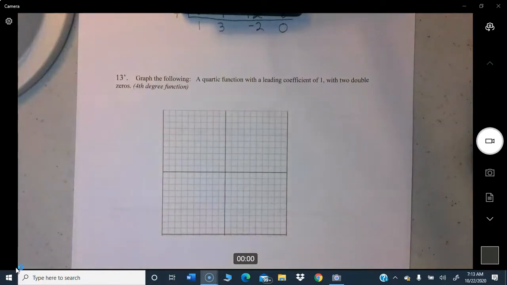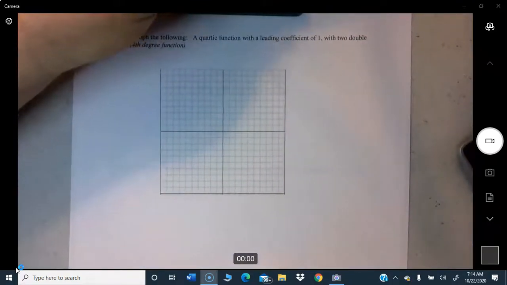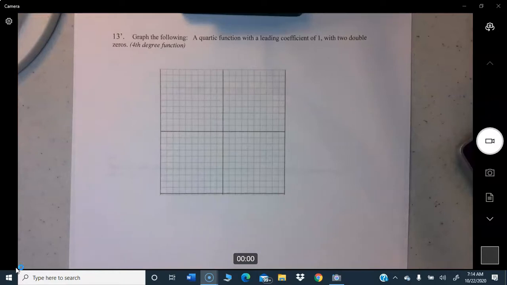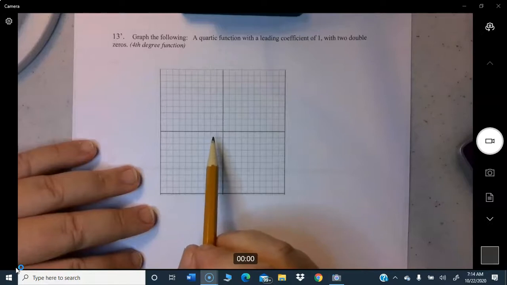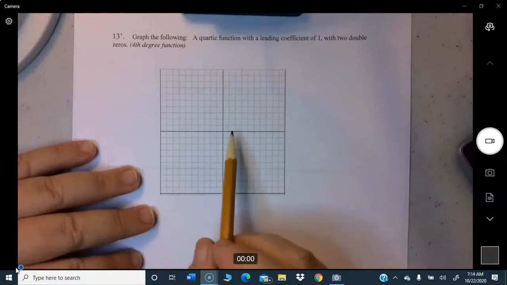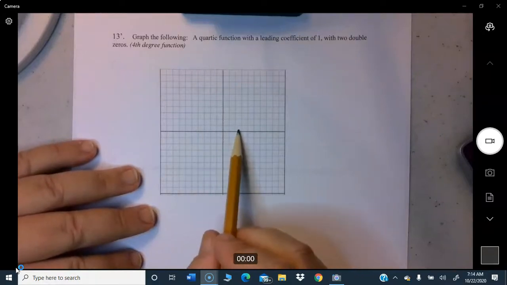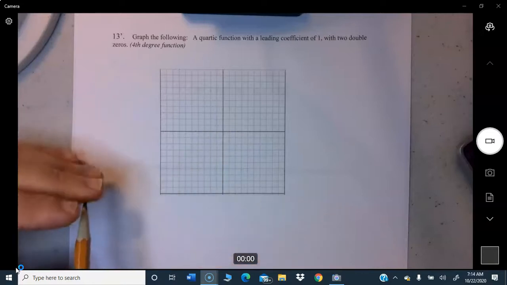Number 13. Quartic function with a leading coefficient of 1 and 2 double zeros. Okay, so you get to make up your own. You can't use the one I'm going to use. Double zeros means it's going to have 4 factors, but 2 of them are going to be the same. So it's only going to touch the x-axis in 2 different places.